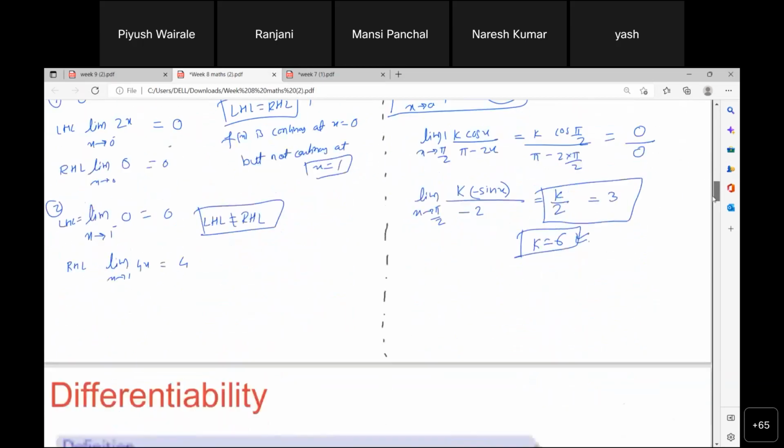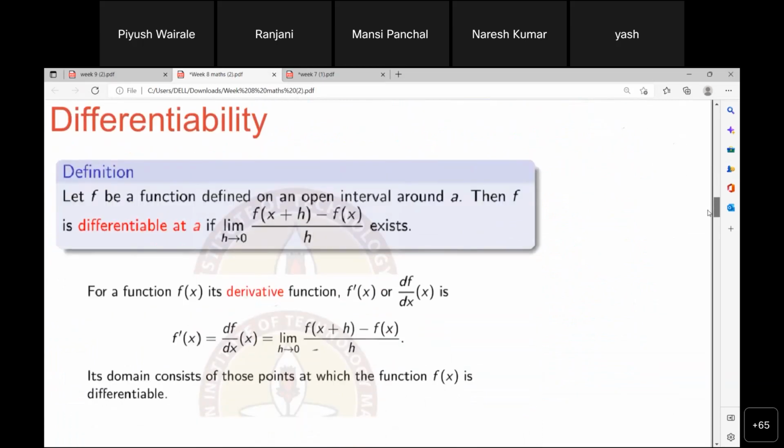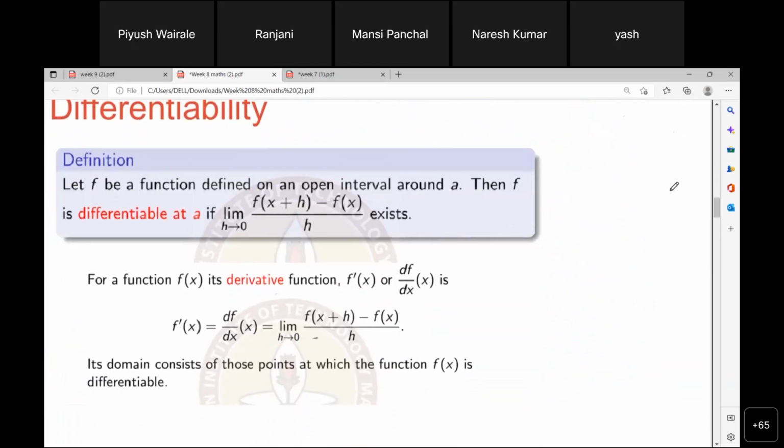Okay. So now we'll move on to differentiability. Okay, so let f be a function defined at open interval a, then f is differentiable at a if this particular limit exists. Okay, and if this limit exists, then that value will be equal to the derivative of this particular function, that is f dash of x, right?